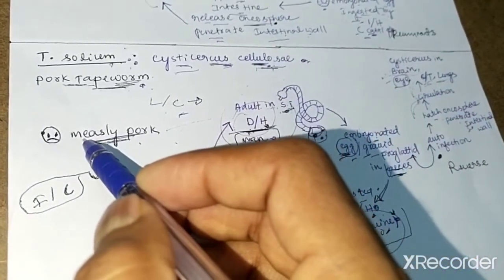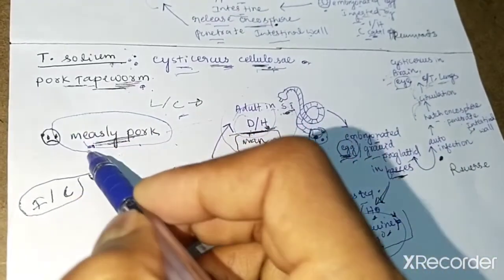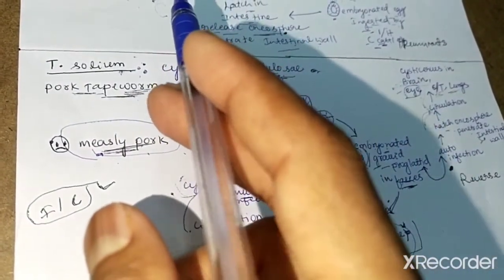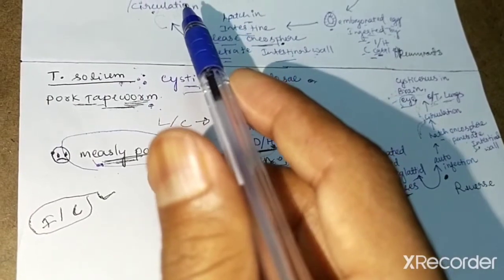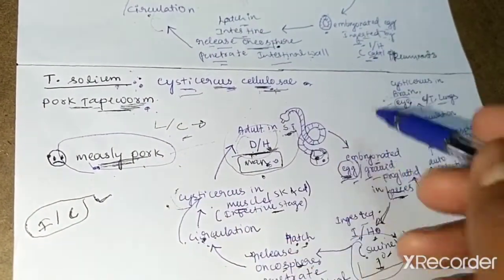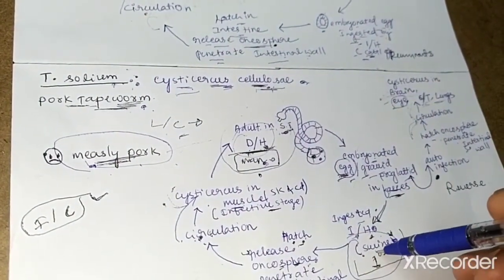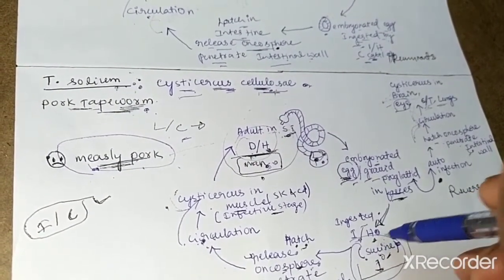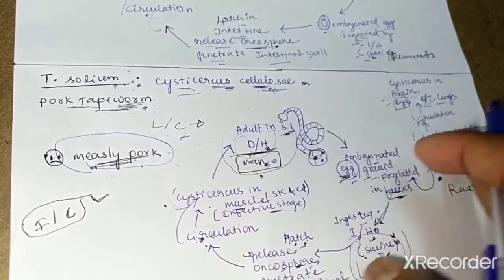There is one word, that is measly pork. This is similar to Taenia saginata, where we called this type of meat measly beef, that is in case of cattle. Here the intermediate host is swine. The infected or raw meat of swine, or undercooked meat of the swine, is known as measly pork.